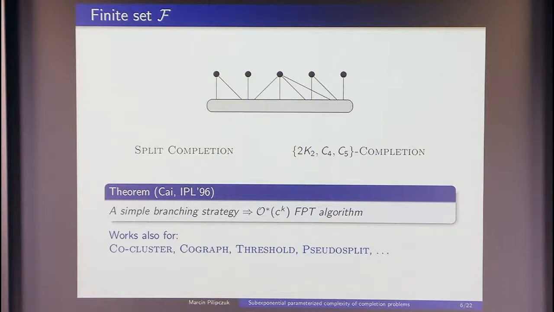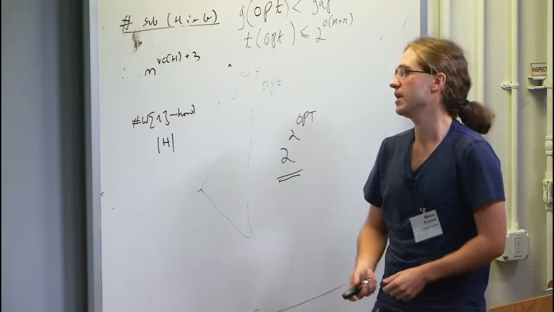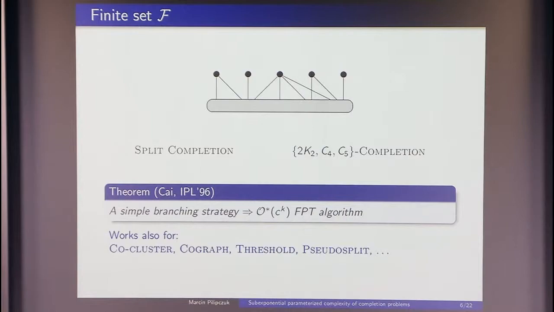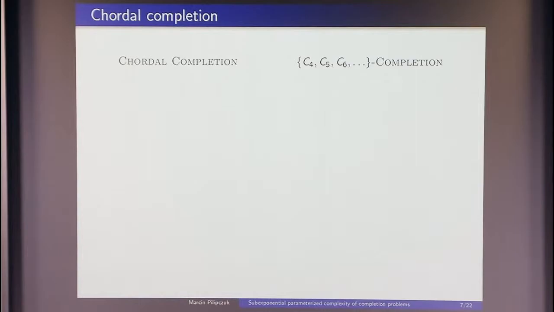So that's the simple branching strategy, and it works for a number of graph classes from the previous slide. I listed here 4 of them, graph classes of similar type, because they all have a finite set of forbidden induced subgraphs. So this was for FPT, and this finite set is somewhat boring. So let's go to the infinite set F, because that sometimes happens.